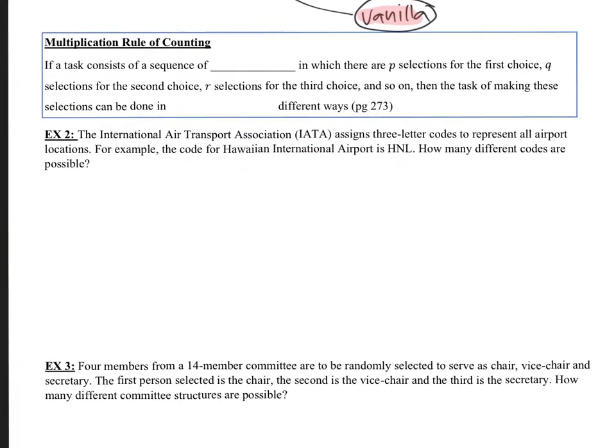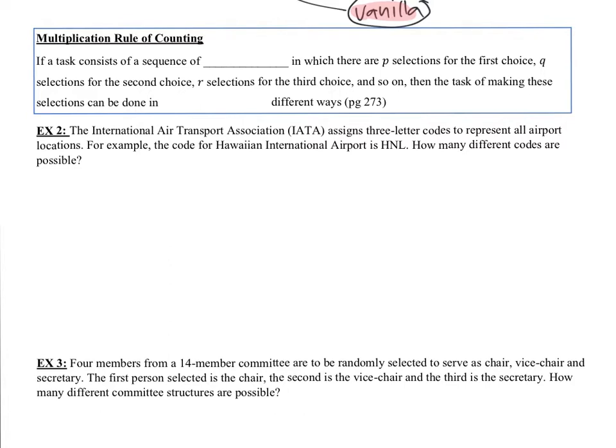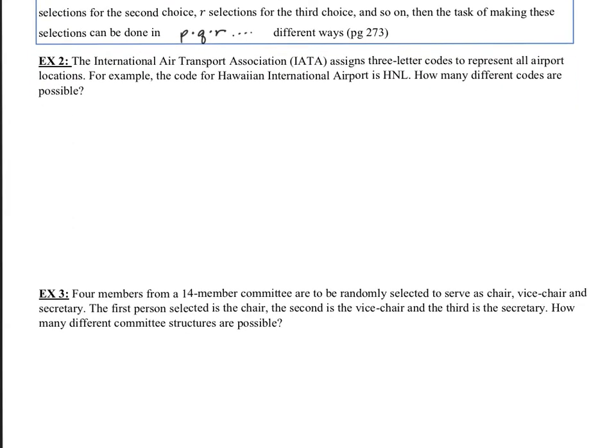So for the multiplication rule of counting, if a task consists of a sequence of choices in which there are P selections for the first choice, Q selections for the second choice, R selections for the third choice, and so on, then the task of making these selections can be done in P times Q times R, and however many options we have, different ways. So for our problem, we had 2 for the salad or soup. Then we had 4 for our entree items, the spaghettis or the chicken. And then we had 2 for the ice creams, spumoni versus vanilla. We just multiplied them together.